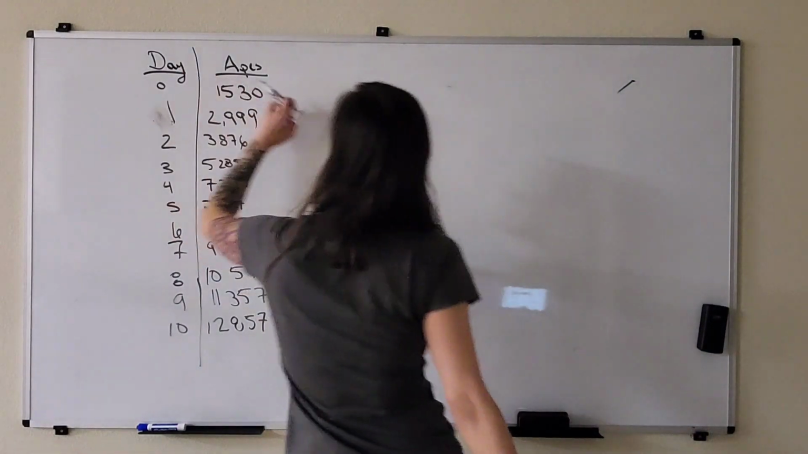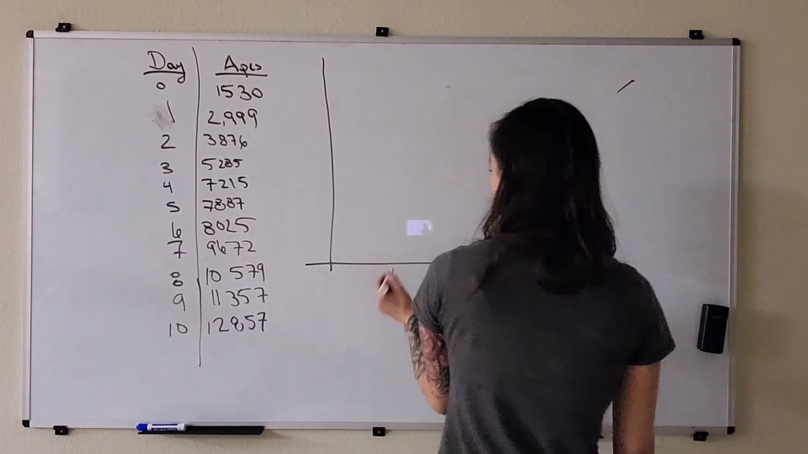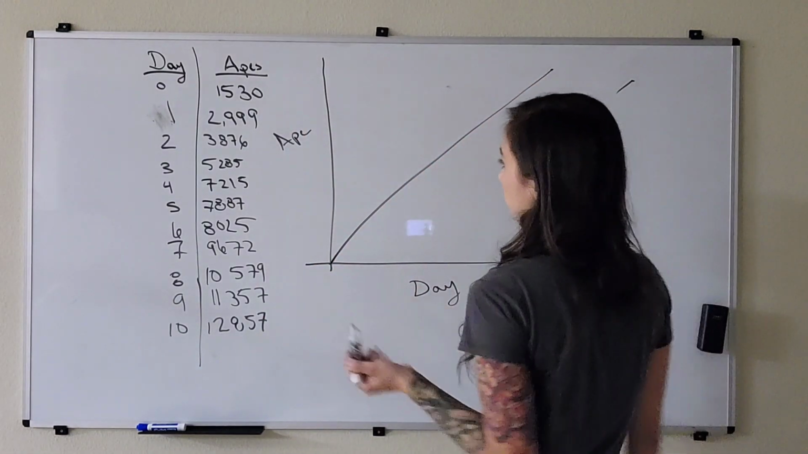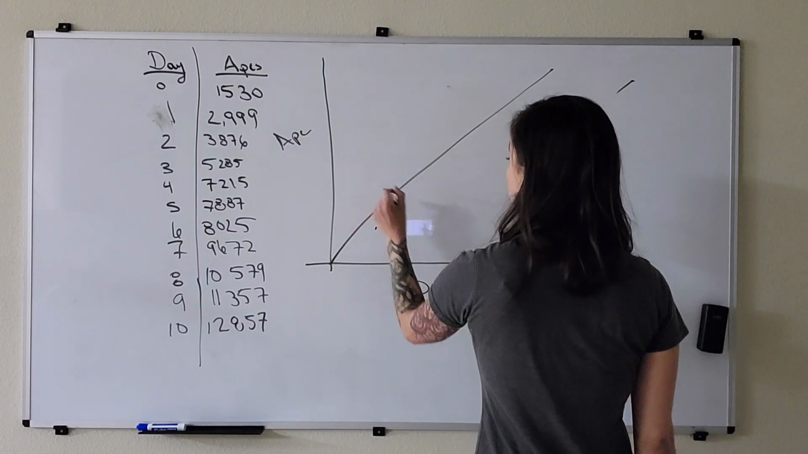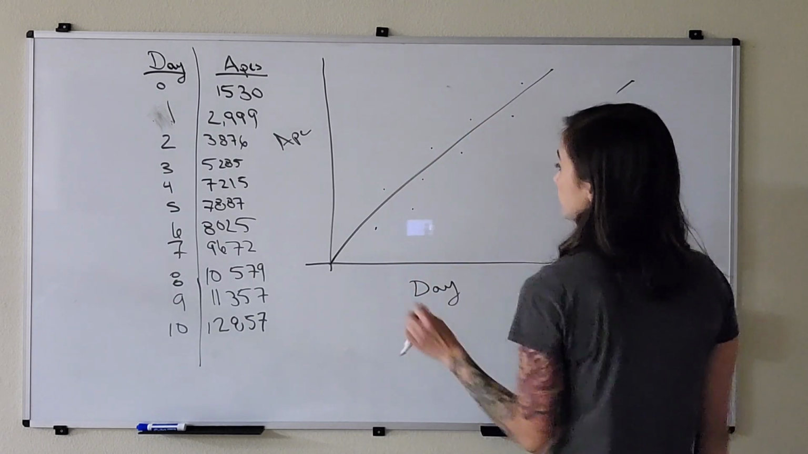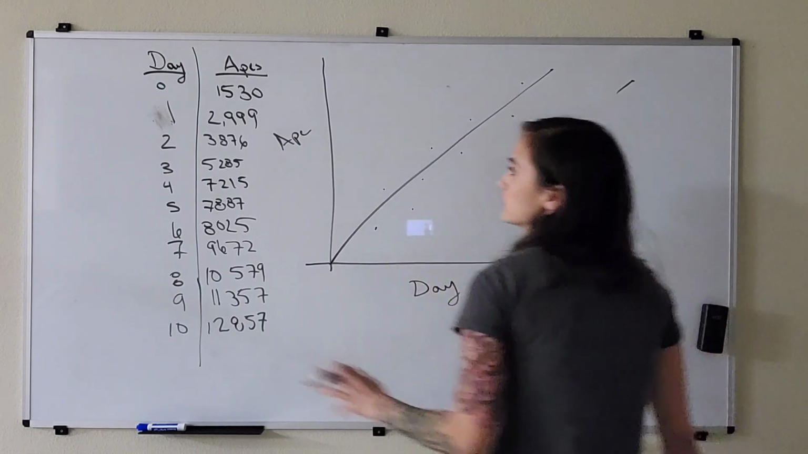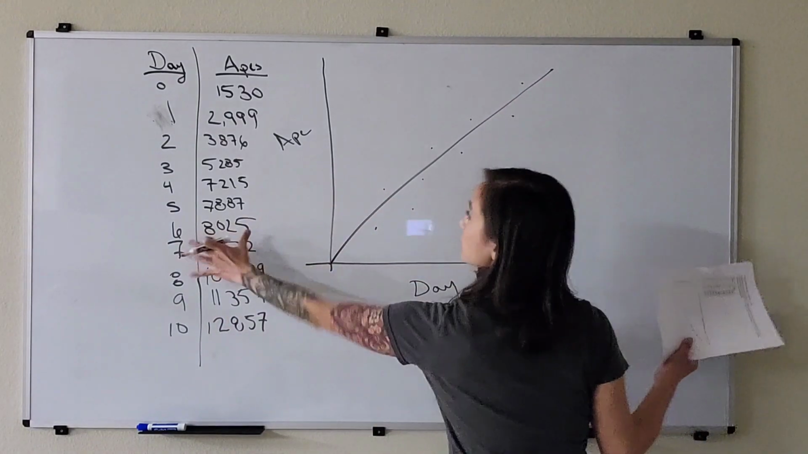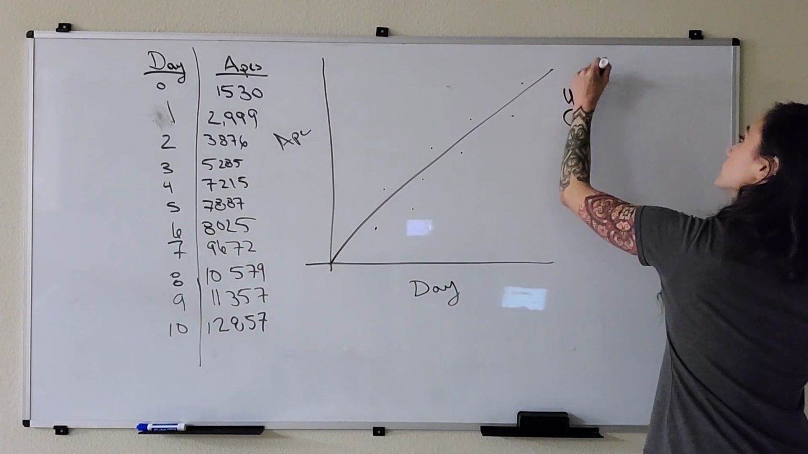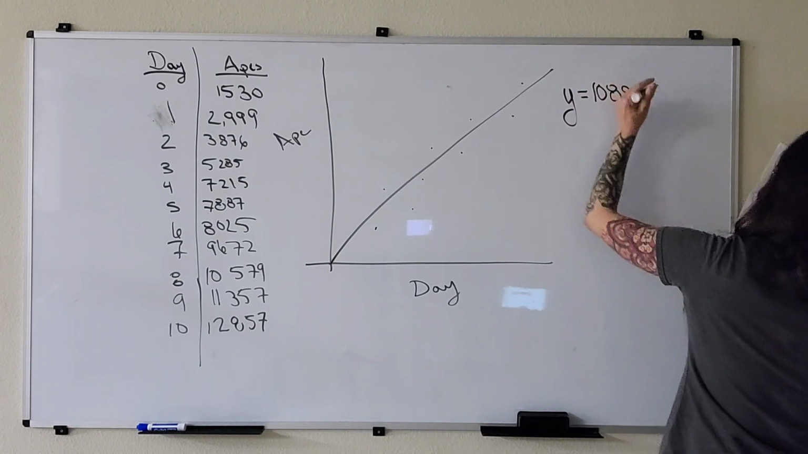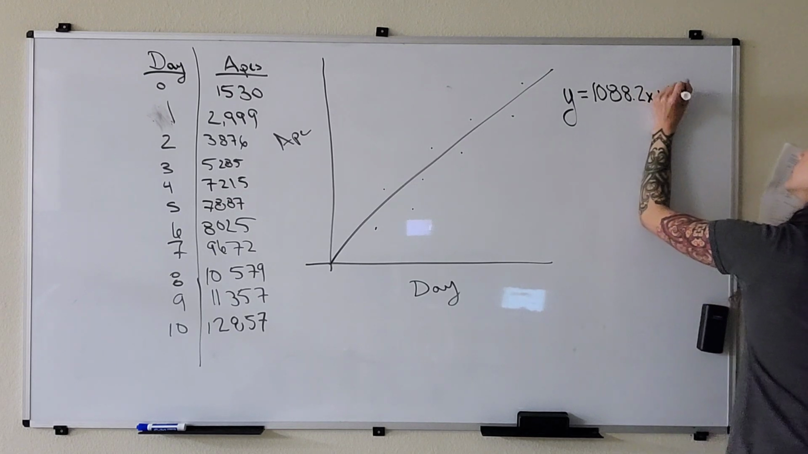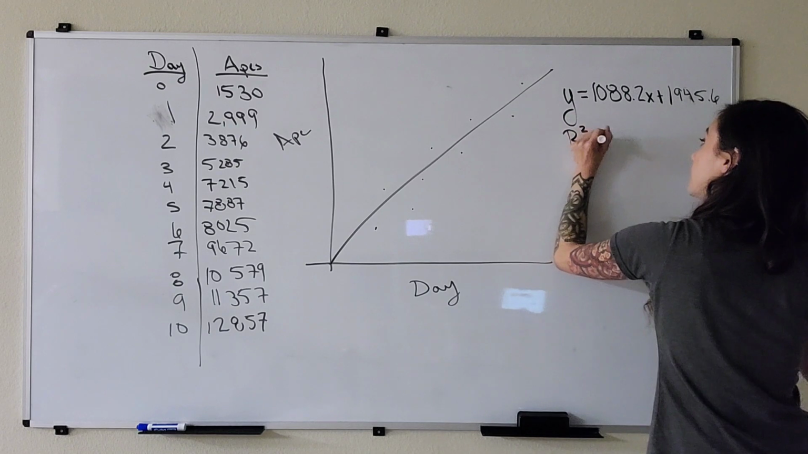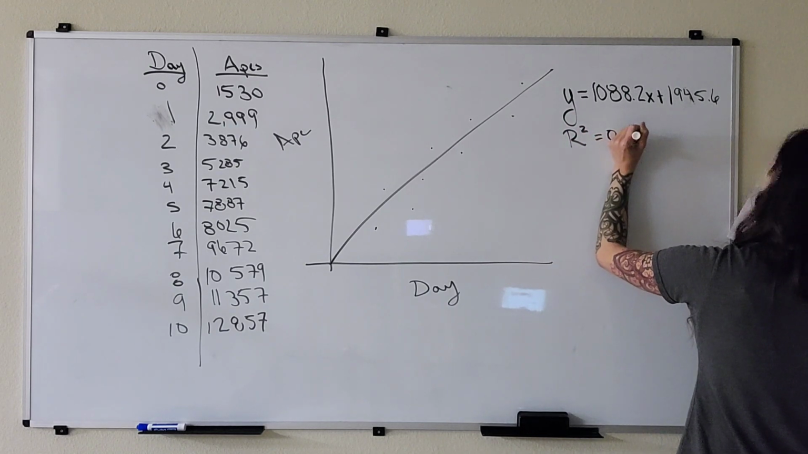If we were to graph this, the days versus the number of apes, this would be our day value, and this would be our ape value. Instead of having this perfect line, it would have dots. The actual values would be more or less above or below this regression line. I already calculated the corresponding regression line using this data. The overall line is equal to 1088.2x plus 1945.6. I also want to introduce a value called the R squared. The R squared here is 0.9872.